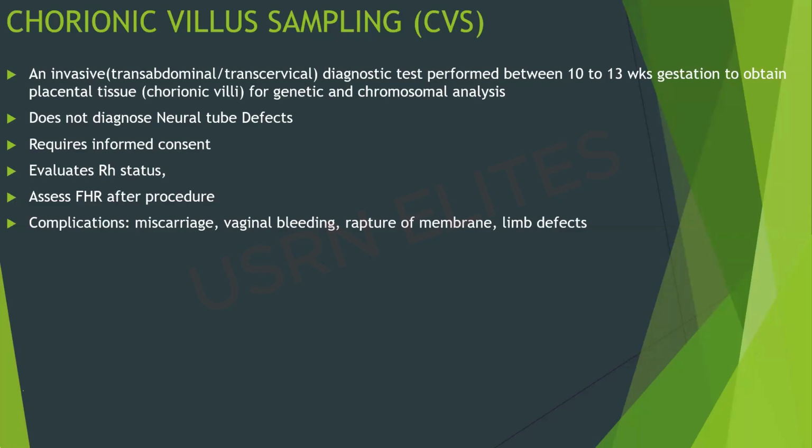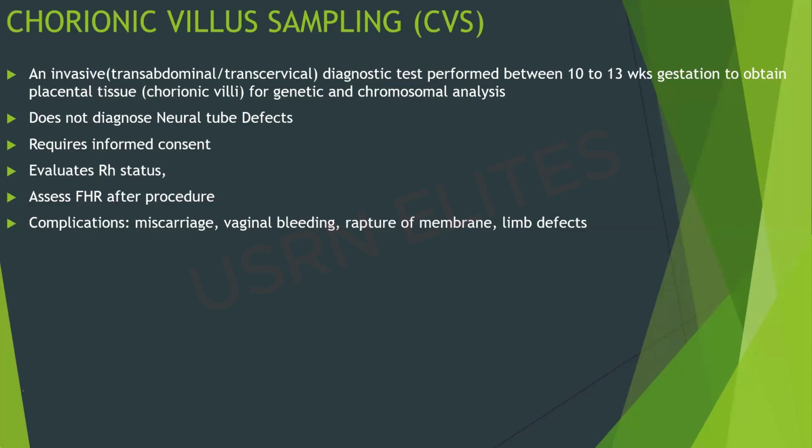But you can't use chorionic villus sampling just to assess for neural tube defects. No. So we can do it for chromosomal analysis. We can do it for genetic analysis, but not for neural tube defects. Neural tube has to do with the fluid that the baby or the fetus is lying in.